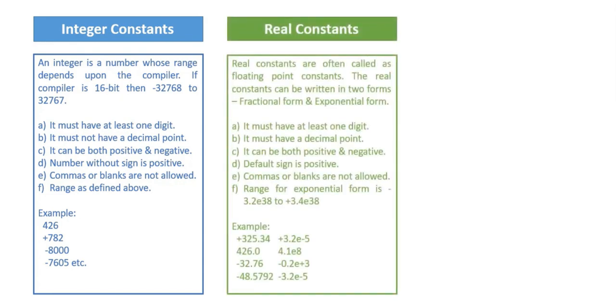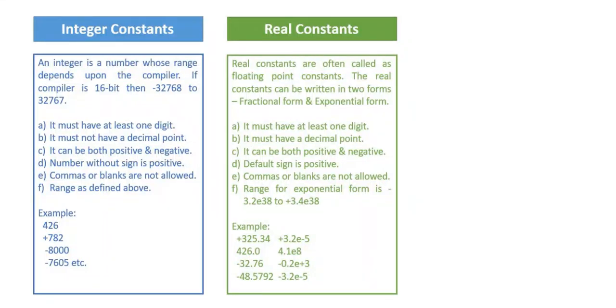Next is real constant. Real constants are often called floating point constants. These can be written in two forms, the fractional and exponential form. And the rules for constructing a real constant are: it must have at least one digit, it must have a decimal point, it can be both positive and negative, and the default sign is positive. Commas or blanks are not allowed.